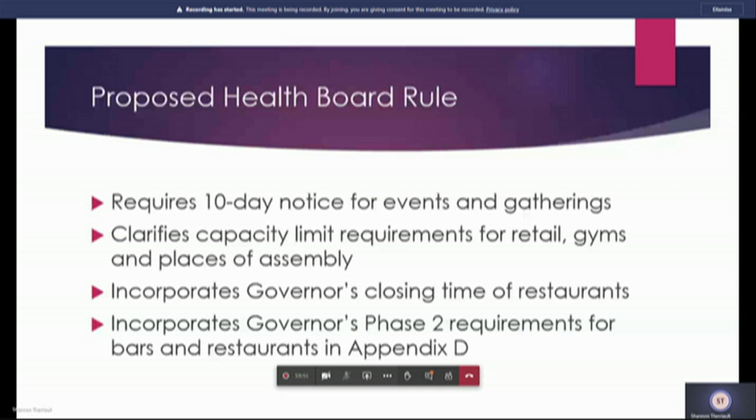Then, as Ellen brought up, the governor came out 2 days ago and had some additional restrictions. In the health officer order from the 27th, it closed bars and alcohol service. The governor's order also closed restaurants at 10 p.m. And so we've incorporated that change into the latest version that you have.